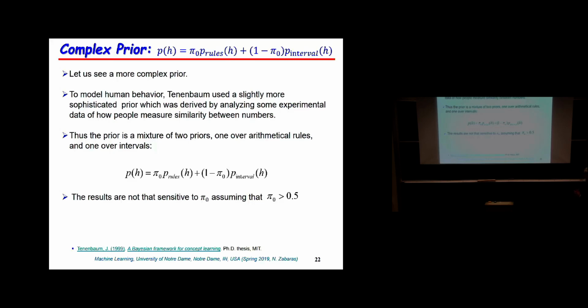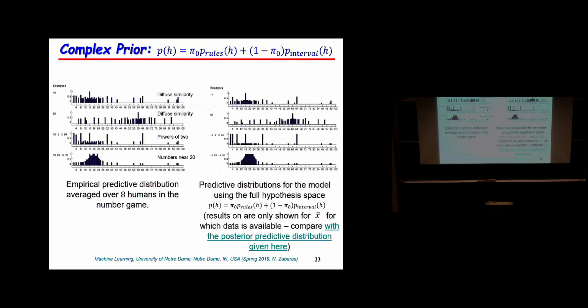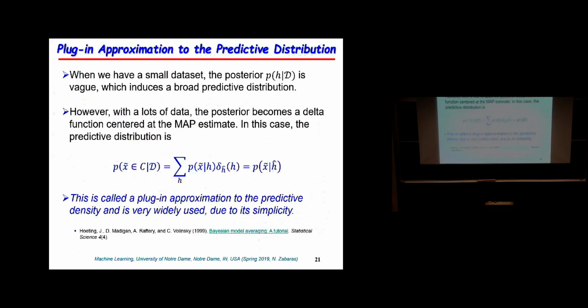So you can say, you know what, I would like to assign more probability to be around 20, but don't tell me a rule that generates those numbers. So he used a mixture of a prior based on rules, like the ones we showed, powers of 2, even, etc., and a prior based on intervals, okay? And from analysis he concluded that the results are not sensitive to this mixing coefficient if it is greater than 0.5. So he used this prior model to compute the predicted posterior distribution the way that we discussed, using this formula here.